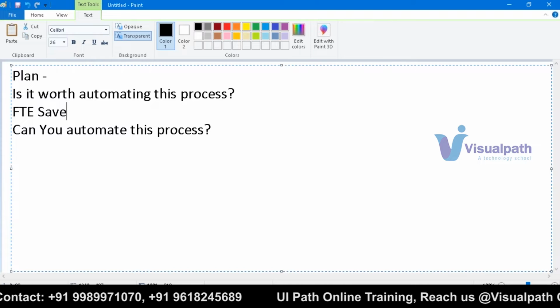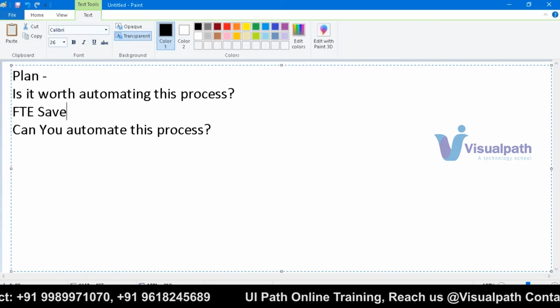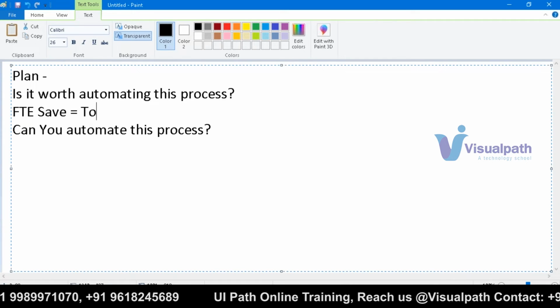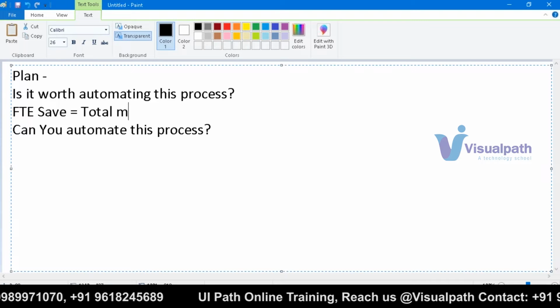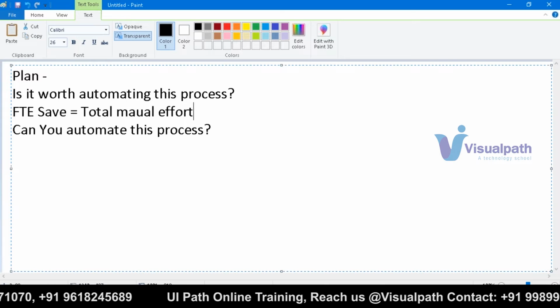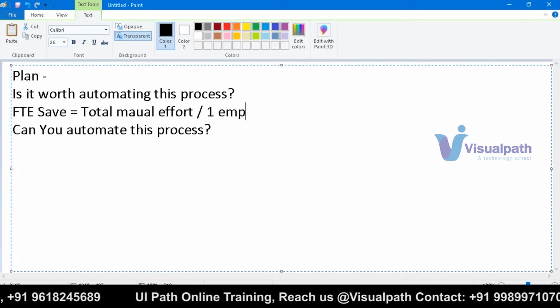Okay. So FTE saves is full-time effort save. Full-time effort save is nothing but the total manual effort by one employee working hour for the same duration.